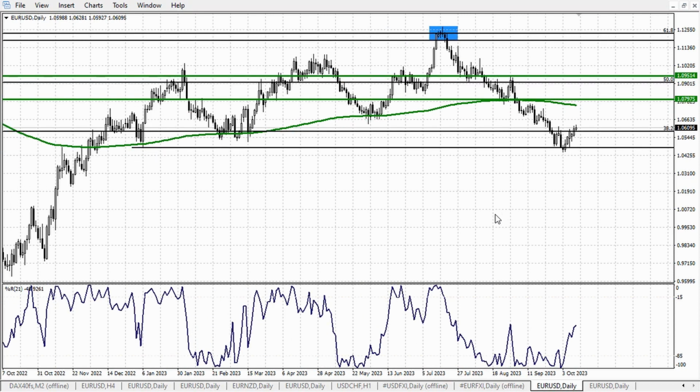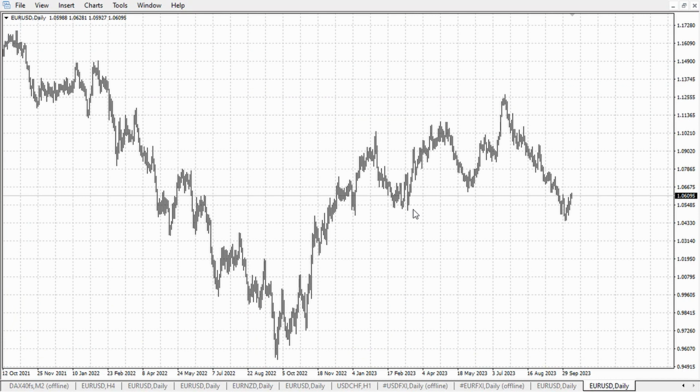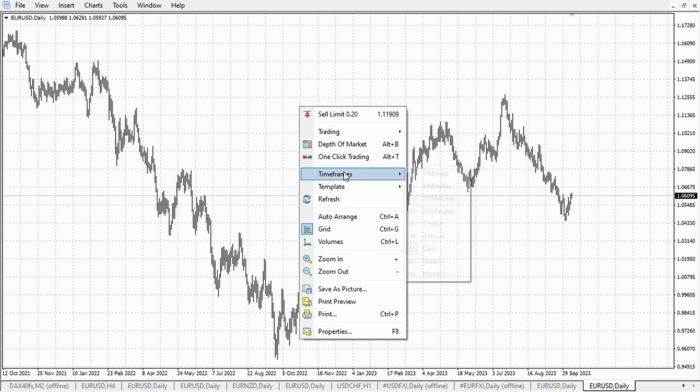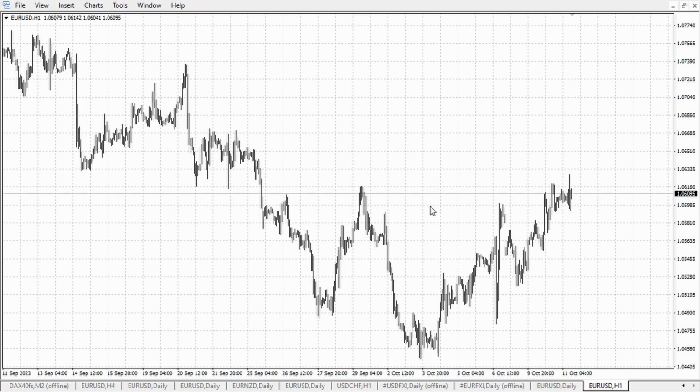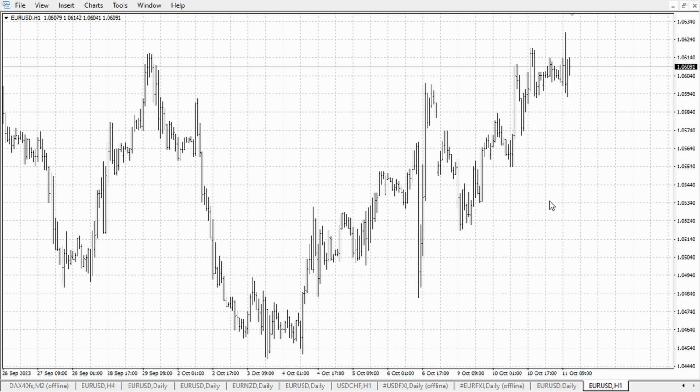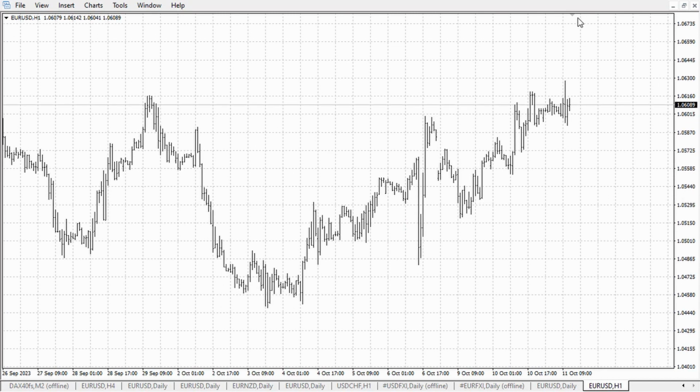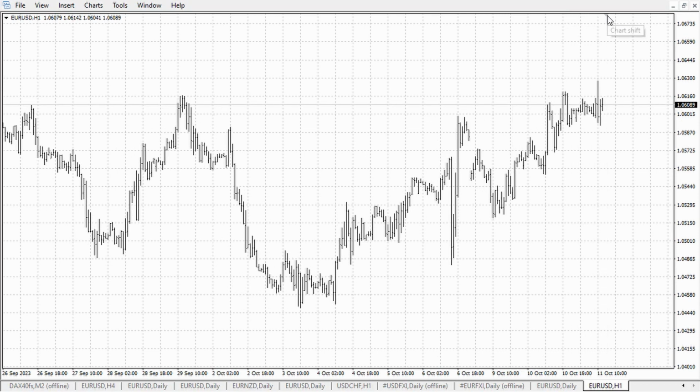Allow me to move to an even smaller time frame and show you something. Let's move to something like this without any indicators. This is the daily. Let's switch to an hourly and zoom out a little bit so you can see what is going on. And I'm going to move this so you can see the bigger chart. So this is the Euro USD 1 hour.